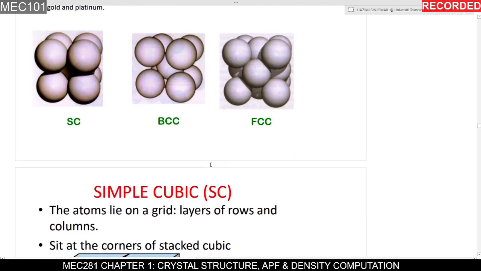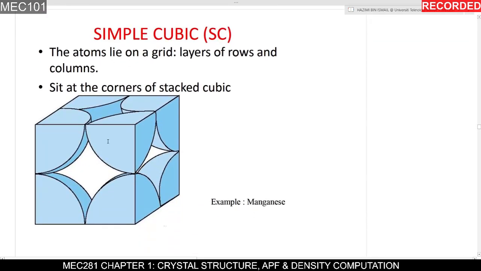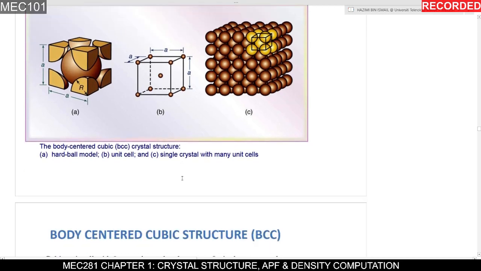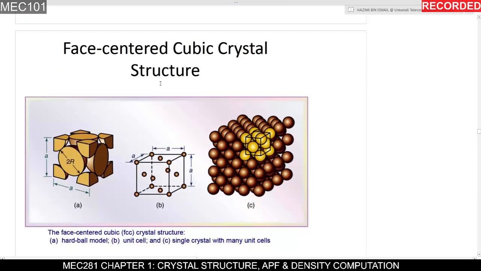Okay, so this is what it looks like for the simple cubic. There is no atom at the center. So this is the BCC, so there will be another atom in the center, body centered cubic. And then this is the FCC, so there is half of an atom at the face, at the center of each face.